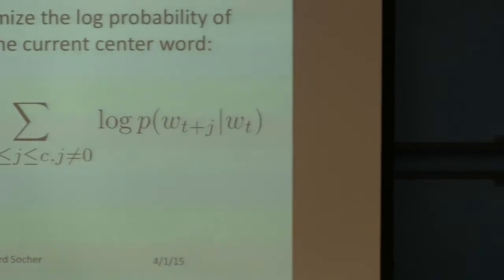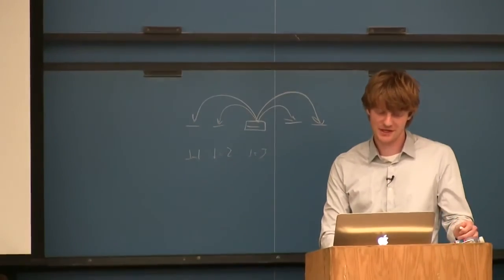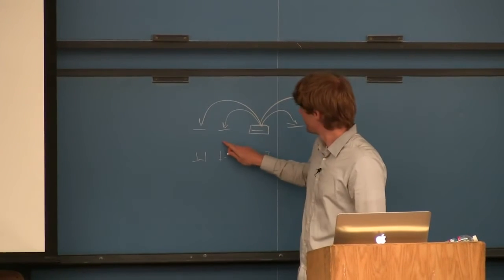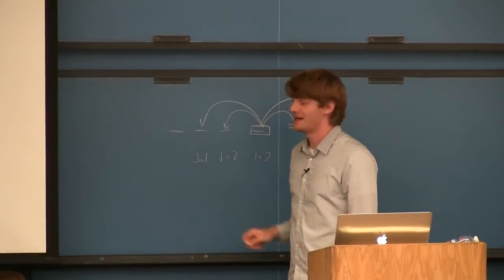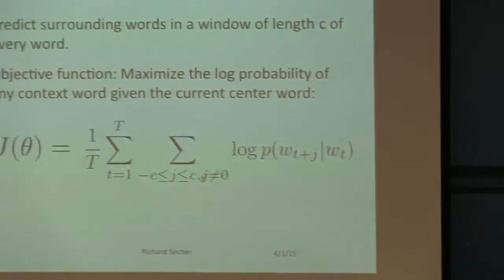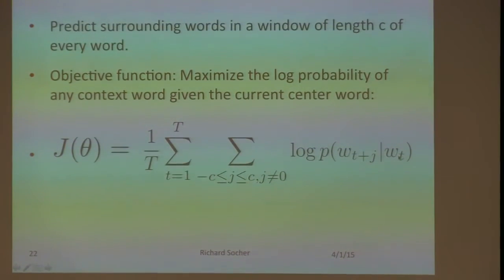And oftentimes the window size is around 5 to 10. And so this part here, we will just basically sum over all the time steps that are up to c many time steps away. Right? And we ignore the actual center word, because that's the one that we're conditioning on.